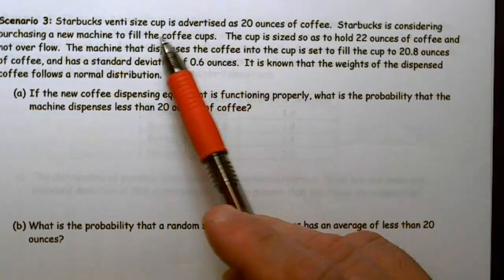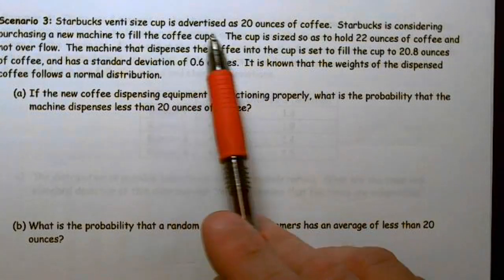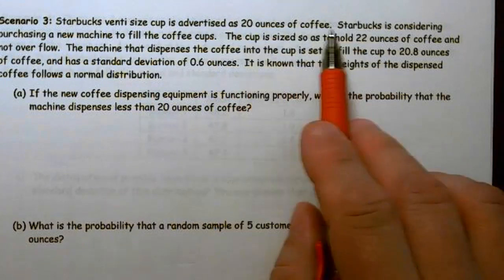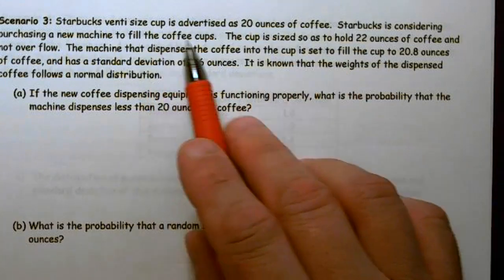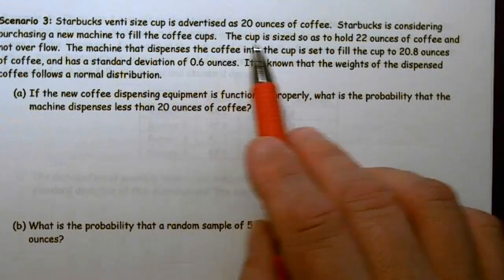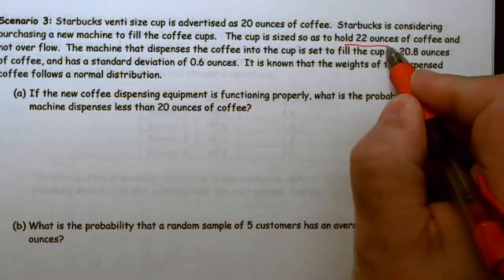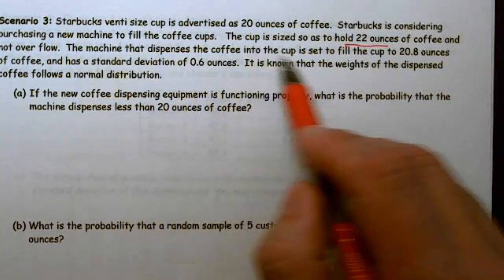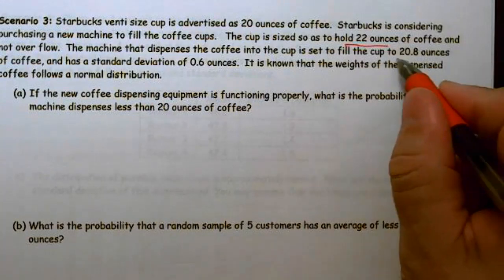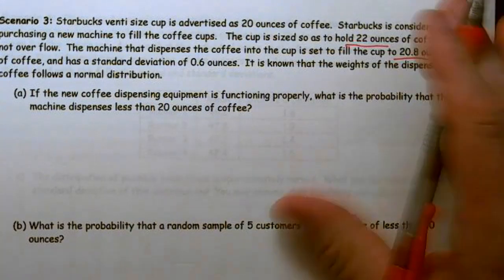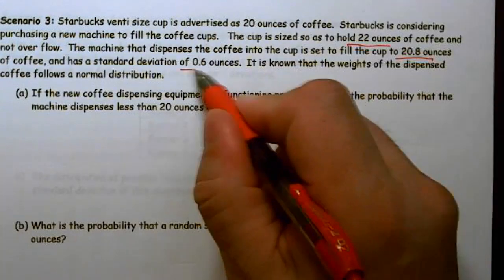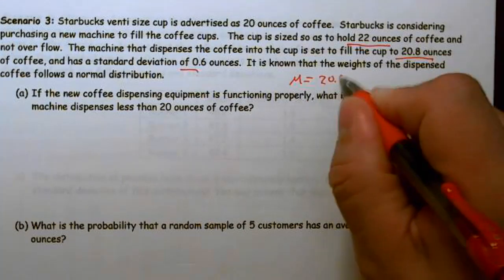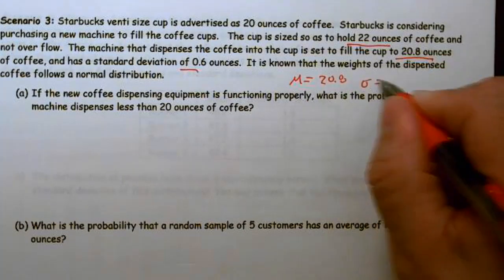So a Starbucks venti size cup is advertised as 20 ounces of coffee. So they're telling us what they're claiming. Starbucks is considering purchasing a new machine to fill coffee cups. The cup size is sized so as to hold 22 ounces of coffee and not overflow. The machine that dispenses that coffee into a cup is set to fill the cup to 20.8 ounces of coffee and has a standard deviation of 0.6. So they're telling us the mean is 20.8 and the standard deviation is 0.6.